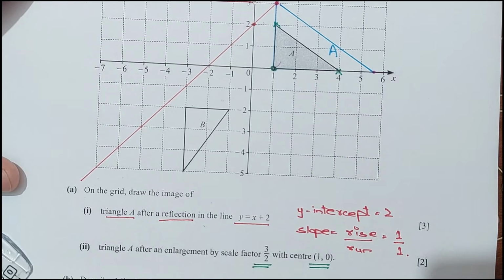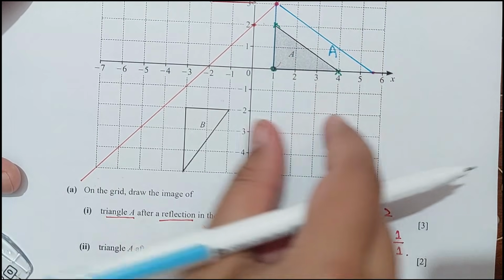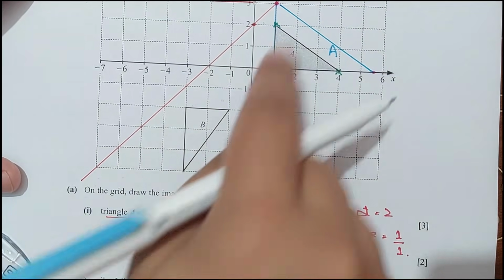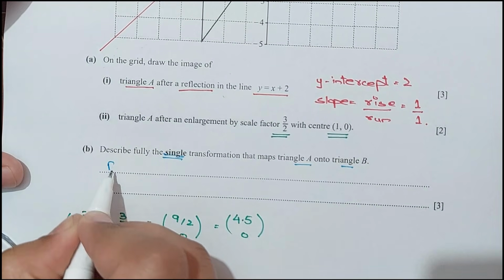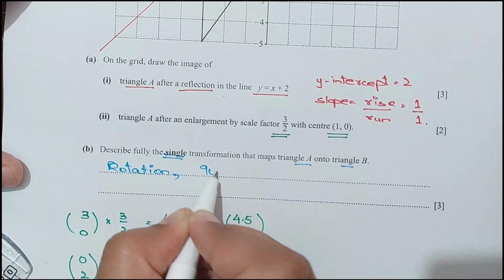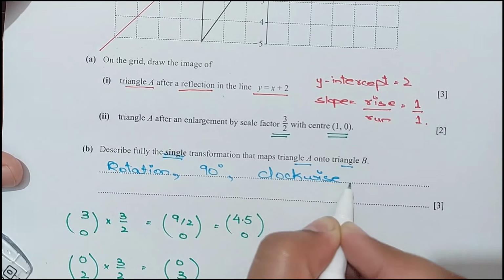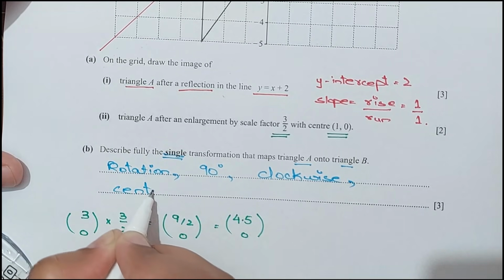Okay, it is not a translation, not even enlargement, not reflection as well. I guess it is rotation. If we fix this, yeah, it is rotated 90-degree clockwise. We have to find the center of rotation. So it is rotation 90-degree clockwise. Let me find the center of rotation.